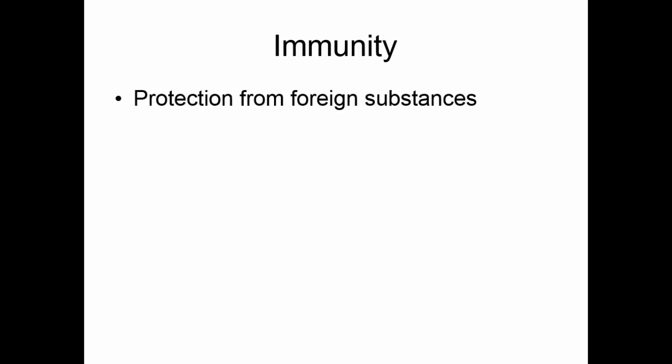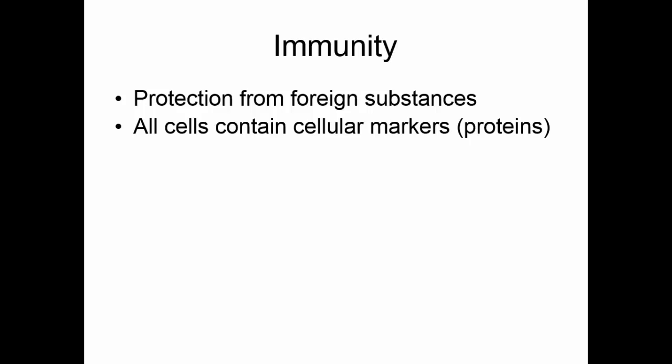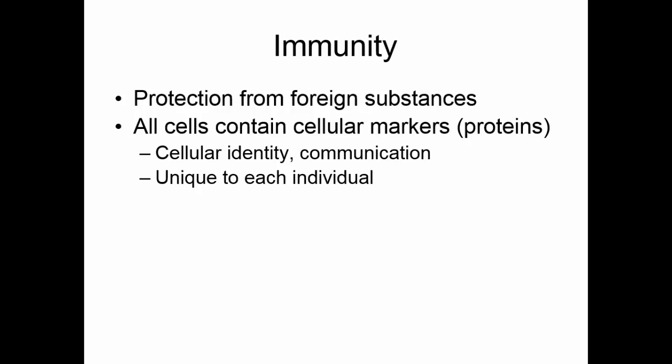Immunity is the protection of the body from foreign substances. Now, all cells contain cellular markers. These are usually proteins. They help give the cell its identity, and they help the cell communicate with other cells. Epithelial cells know they're epithelial cells because of the cellular markers on them. Cellular markers are unique to each individual. No two people have exactly the same cell markers unless they're identical twins.